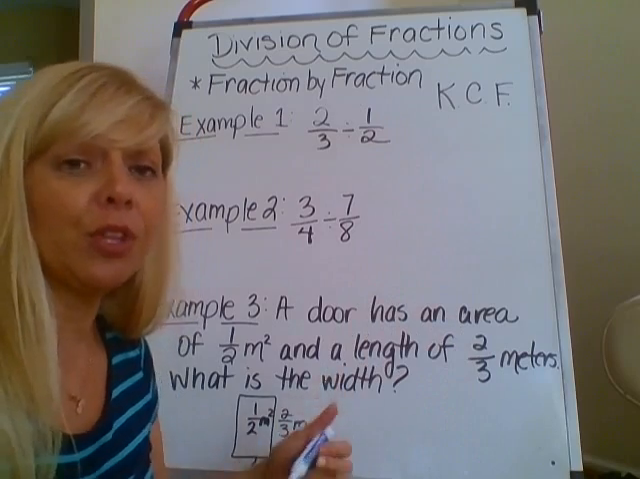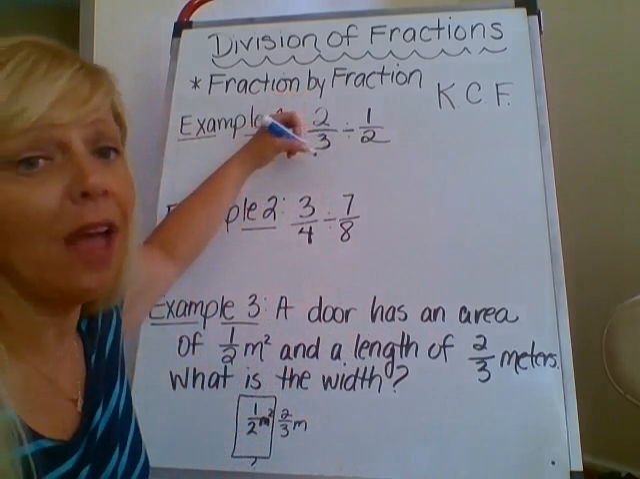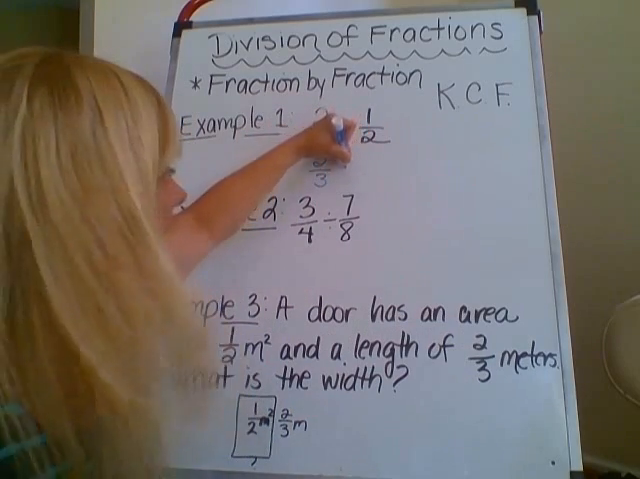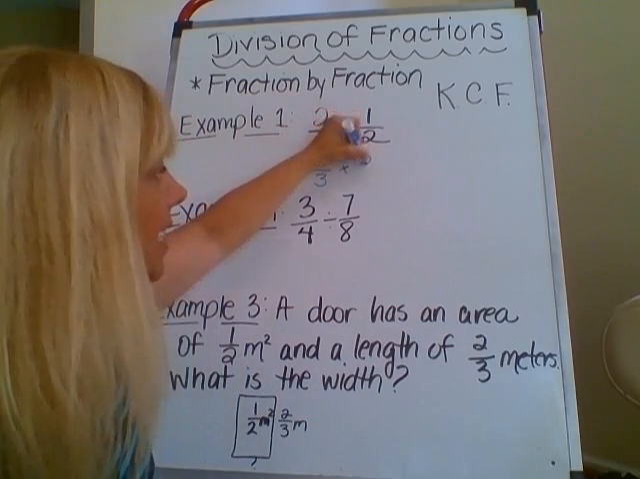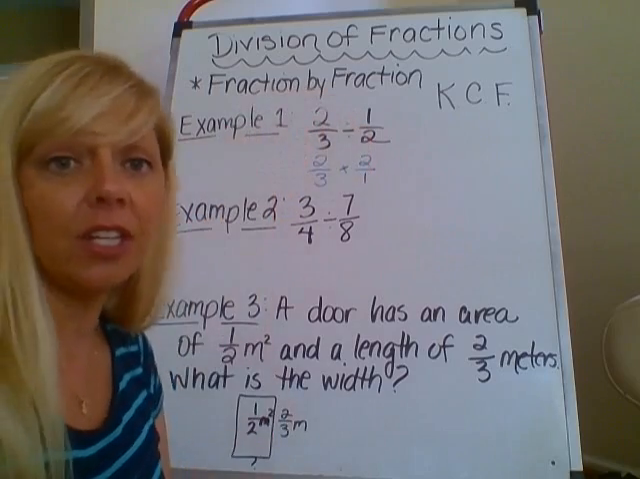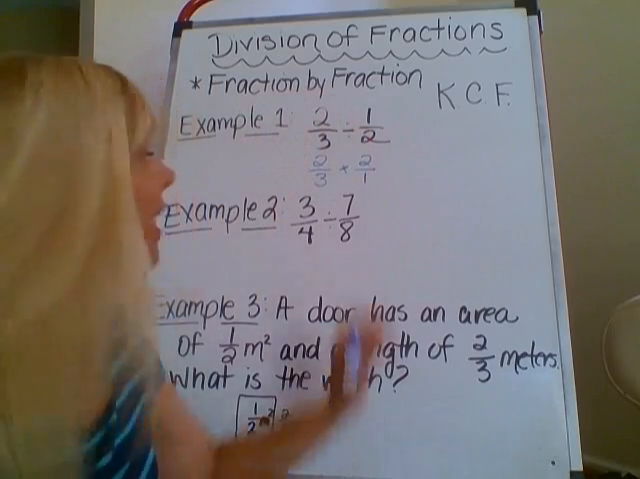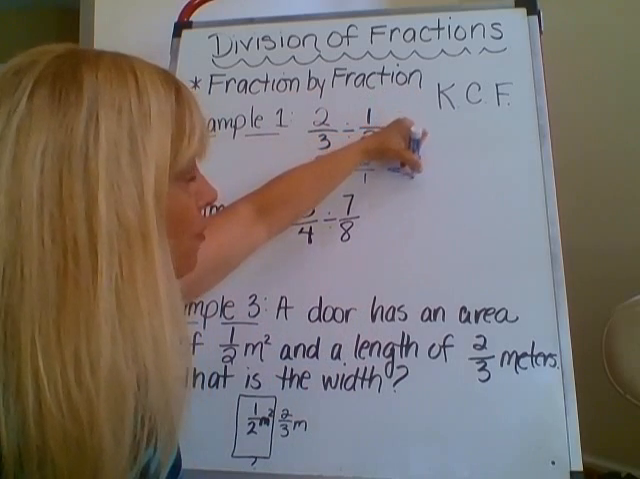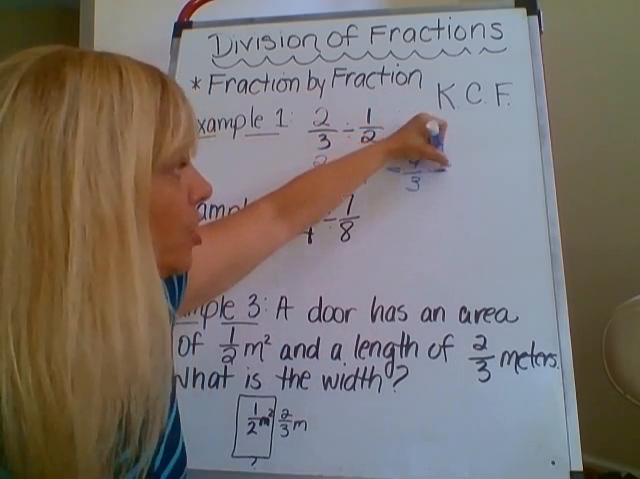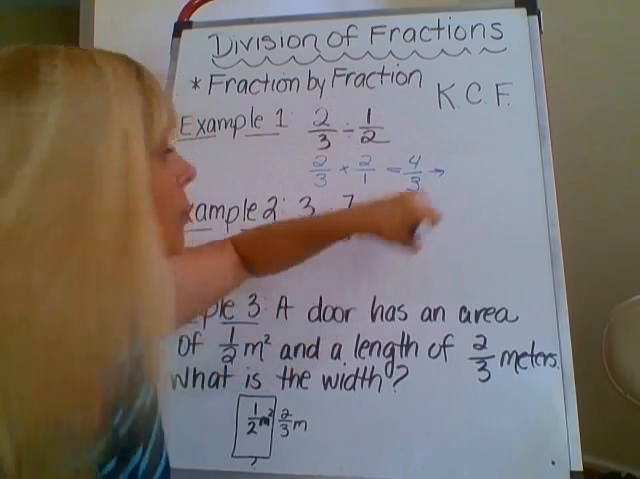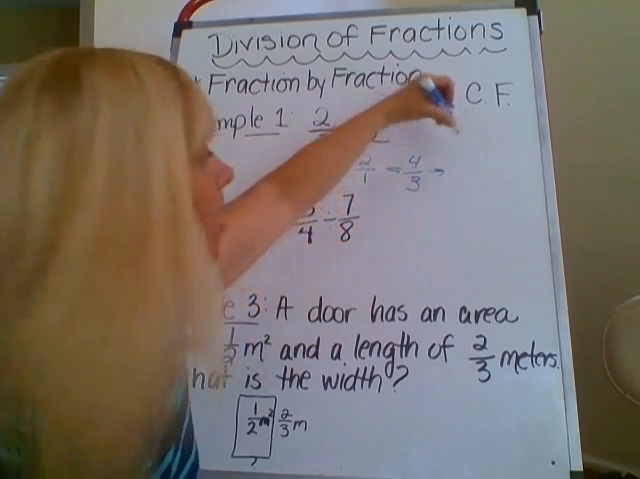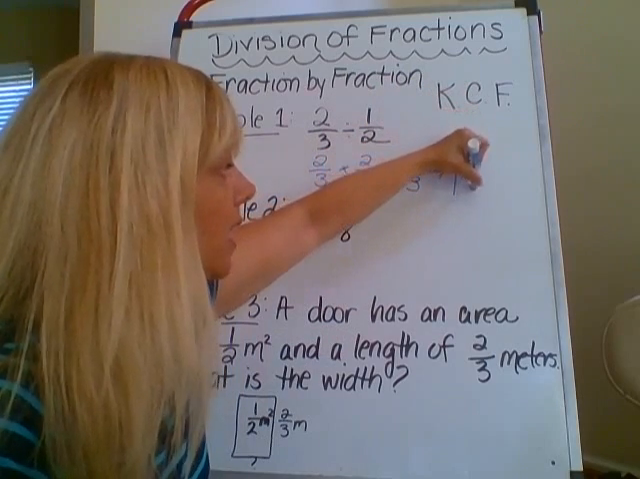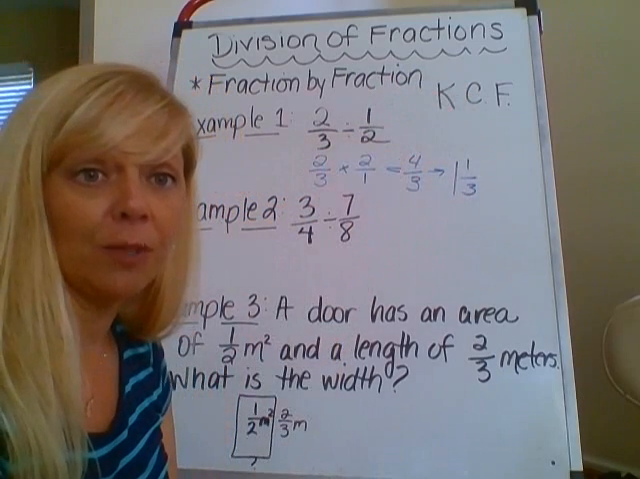So if I have 2/3 and I'm dividing it in half, I'm going to keep my 2/3, I'm going to change my operation and take the reciprocal of my divisor. So I keep, change, flip, and then I multiply straight across. So I end up having 4/3, which if I change that back into a mixed number, 3 goes into 4 one full time with one piece out of 3 left over.